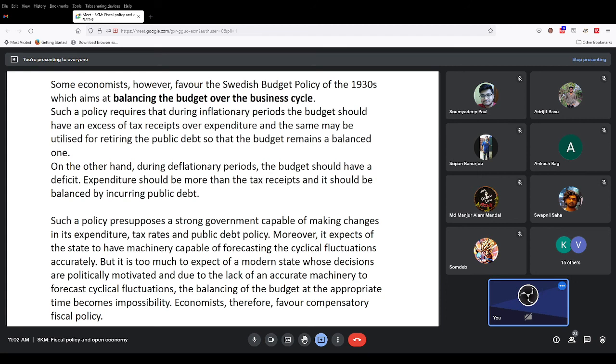Now let us come to the deflationary case. Once you start introducing tax hikes, the inflation is going to come down, and you are going to enter into a recession. How can you come out of recession?